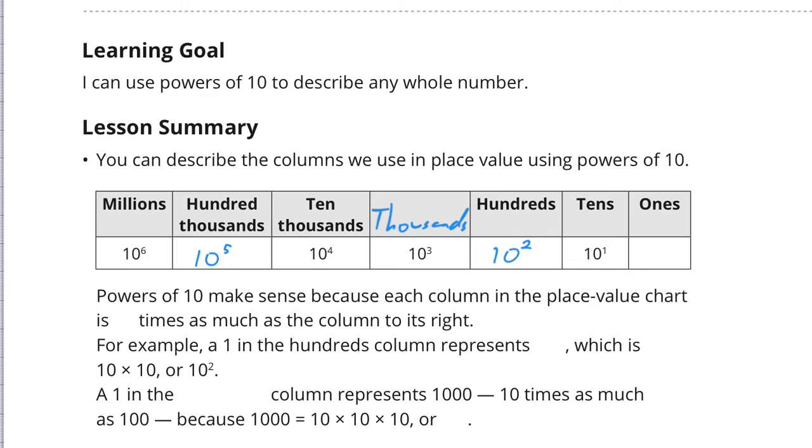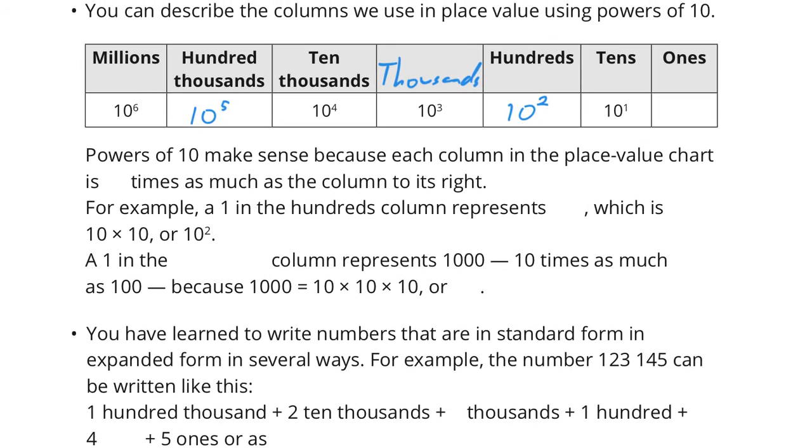Okay, moving on here, we've got powers of 10 makes sense because each column in the place value chart is 10 times as much as the column to its right. For example, a 1 in the hundreds column represents 100, right? Which is 10 times 10, or 10 to the power of 2. A 1 in the thousands column represents 1,000, which is 10 times as much as 100. Because 1,000 equals 10 times 10 times 10, or 10 cubed.